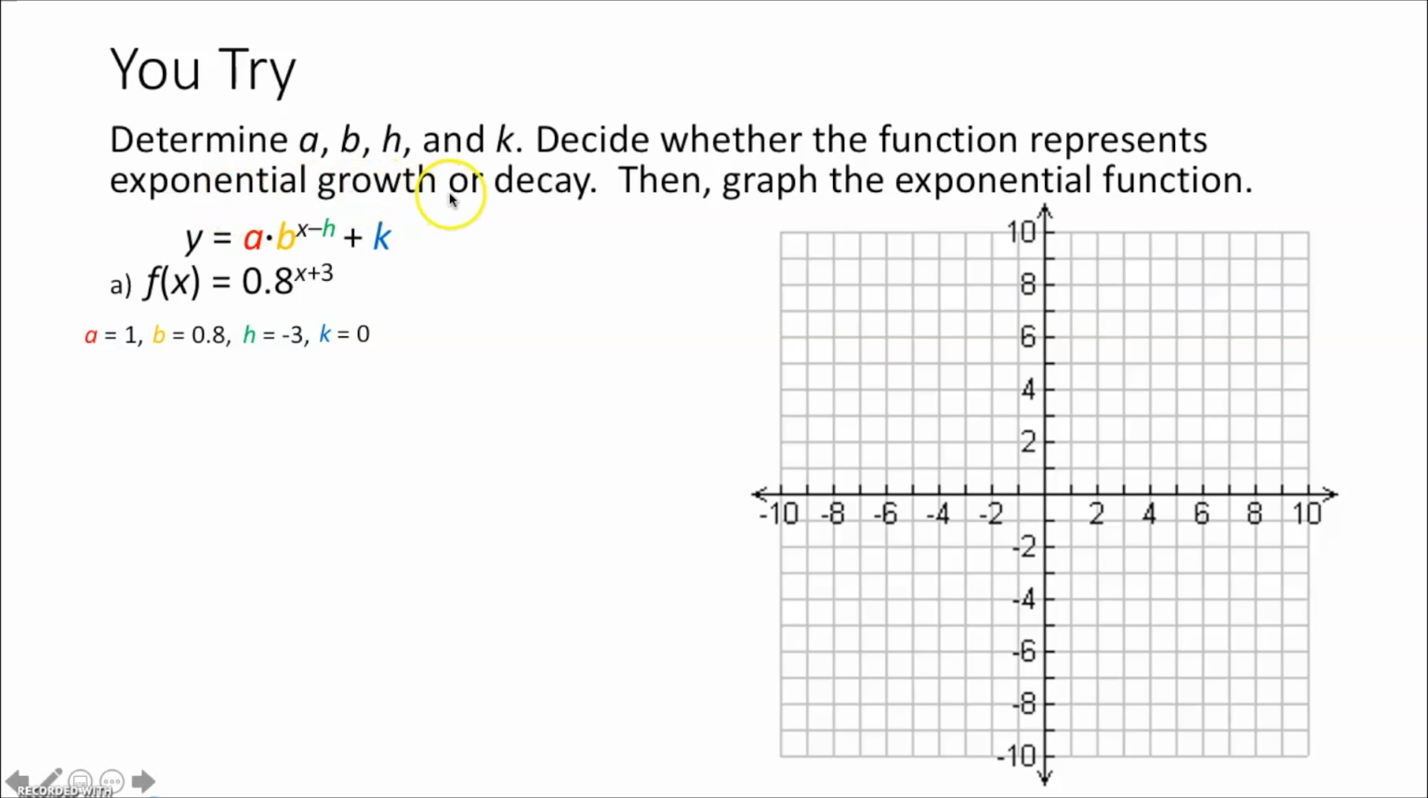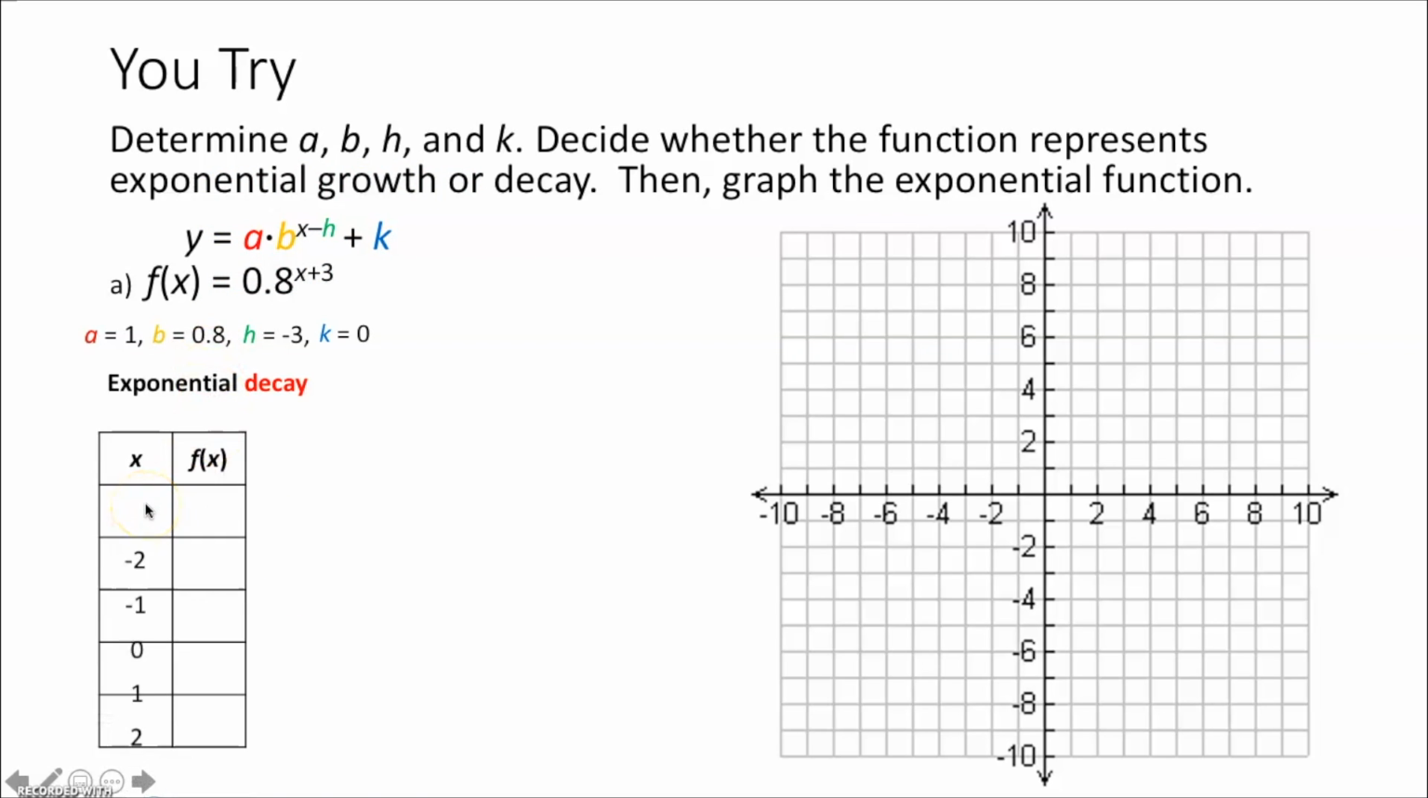Next, exponential growth or decay. Well, your b value is between 0 and 1, so that's going to be exponential decay. Then, we're going to graph it. We said x values, negative 2, negative 1, 0, 1, and 2. So let's plug these in.